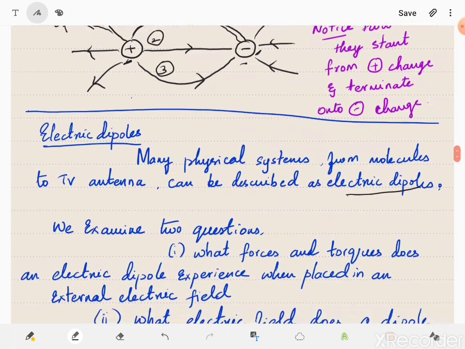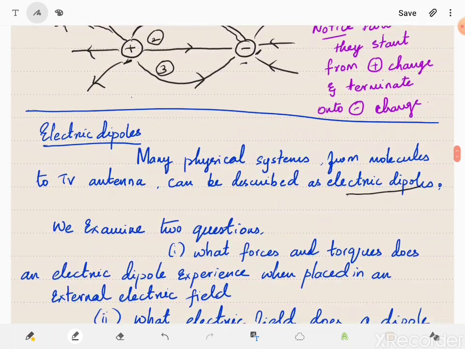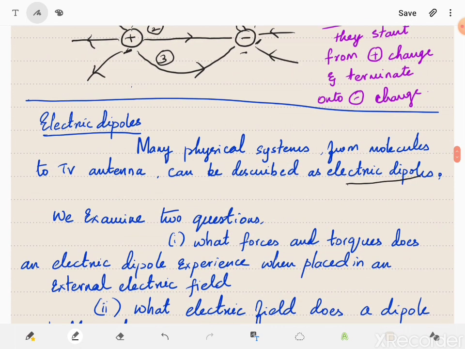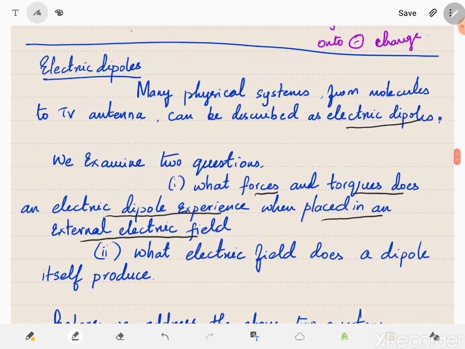We are going to take up two questions when we are talking about electric dipoles from the point of view of your syllabus. The first question is, what forces and torques does an electric dipole experience when placed in an external electric field? The second question is, what electric field does a dipole itself produce?